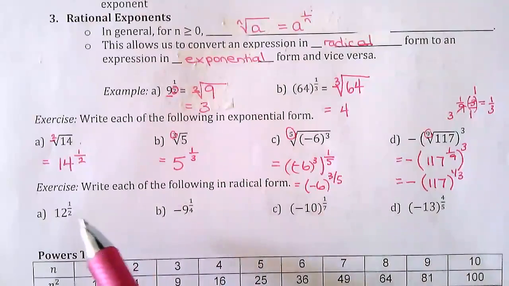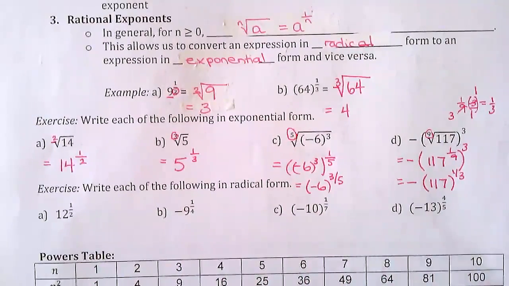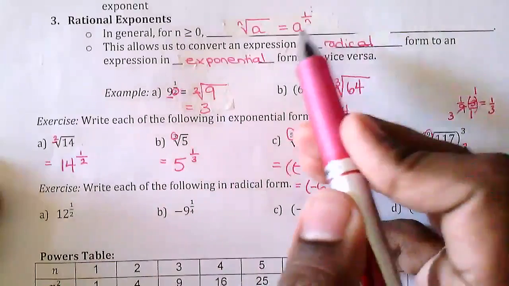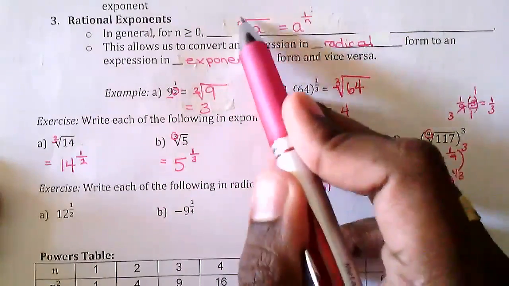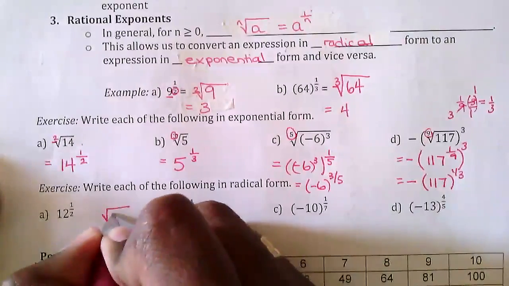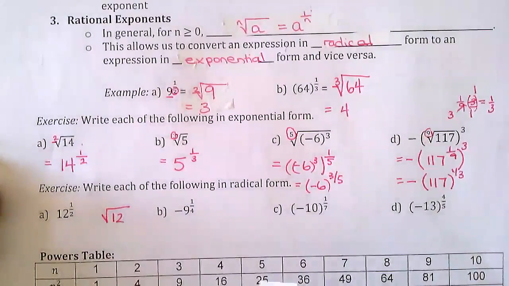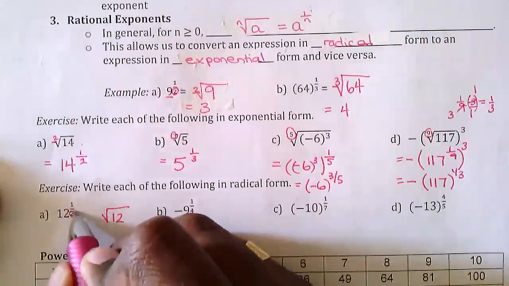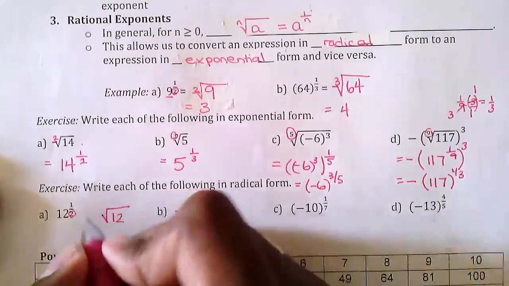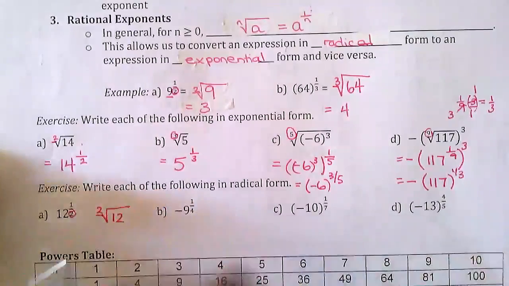We also need to know how to work backwards. So if we're given something in exponential form, you should be able to write it in radical form as well. So in this case, again, the base for the exponential form becomes the value underneath the radical. So in this case, underneath the radical, we have a 12. And the denominator of the exponent becomes the index, so that becomes 2.